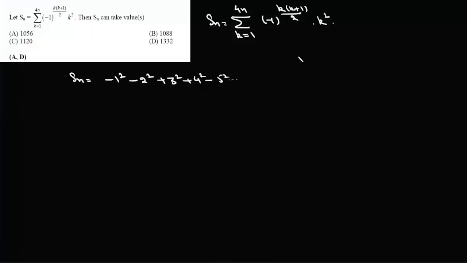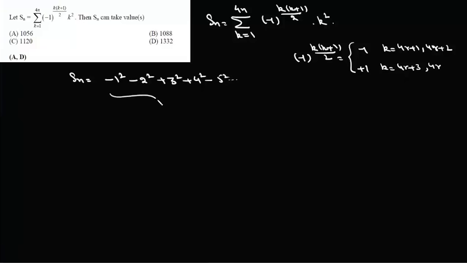So essentially, this minus 1 to the power k(k plus 1)/2, it will be minus 1 if k is of the form 4r plus 1 or 4r plus 2, and will be plus 1 if k is 4r plus 3 and 4r.